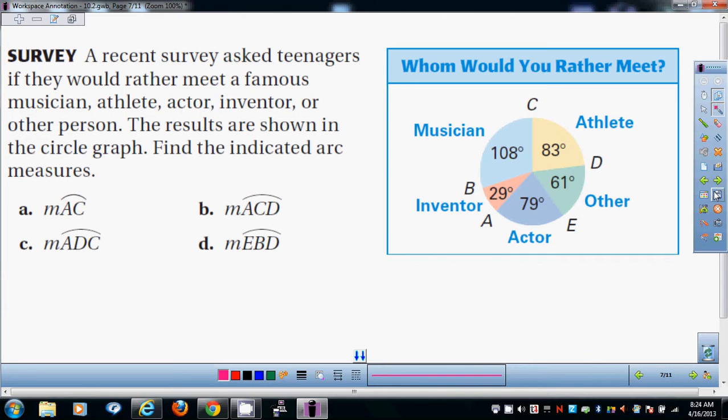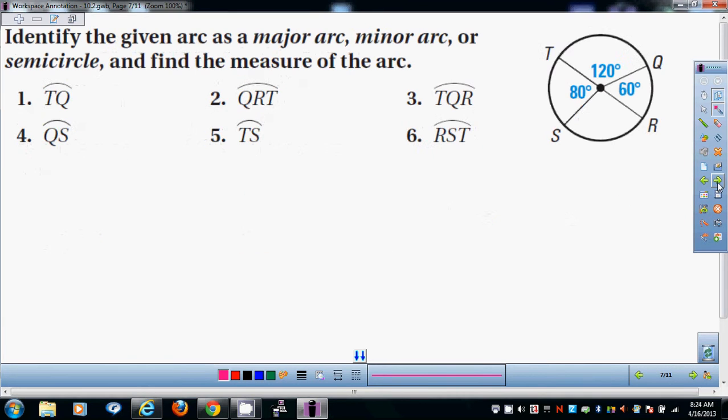Identify the given arc as major, minor, or semicircle, then find the measure. Blake, arc TQ. Major, minor, and what is the measure? Say 120? Good. It is minor because it is less than 180, and it is 120 degrees.